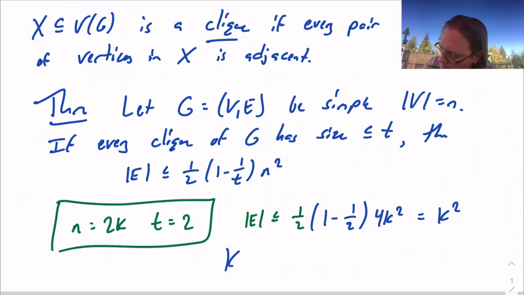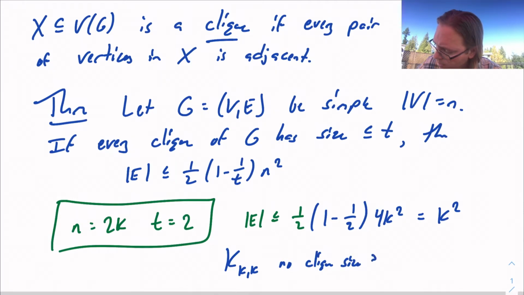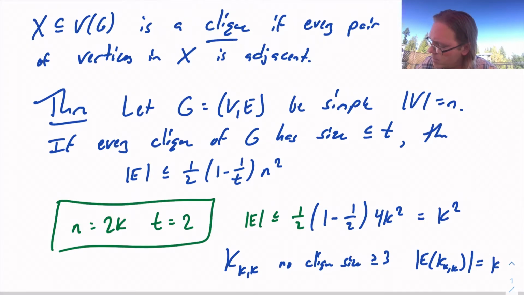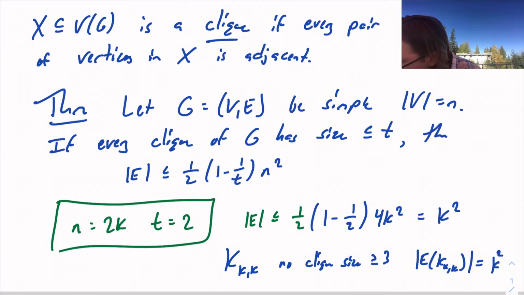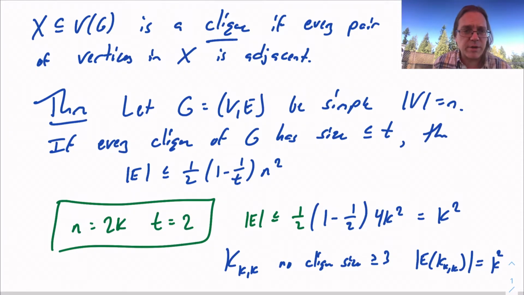And here the complete bipartite graph, K_k,k. This is going to be a simple graph on 2k vertices, which is n vertices, that has no K3 subgraph. This has no clique of size greater than or equal to 3. And the number of edges of this graph is k squared. So we're seeing that in fact, just as I promised you.